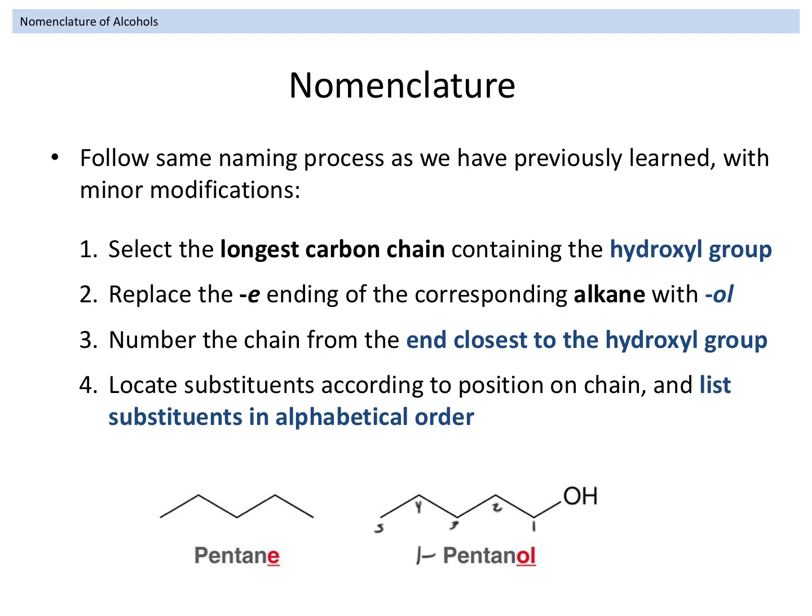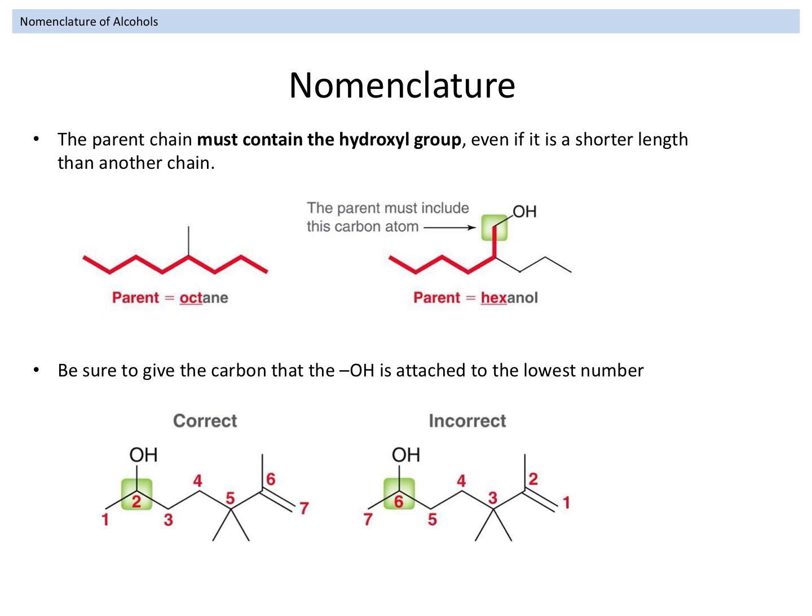Let's look at a few of these points in more detail to ensure we understand how to apply them in context. As mentioned, when naming alcohols, the parent chain must include the hydroxyl group, even if it means selecting a shorter chain than the longest one available. This ensures that the base name of the alcohol reflects the presence of the hydroxyl group, even if it is a shorter chain than another candidate on the structure.